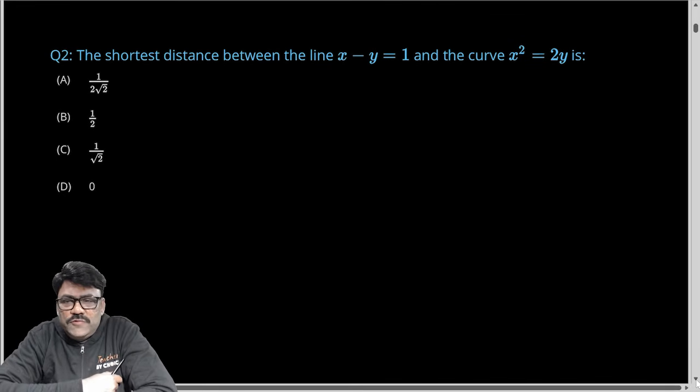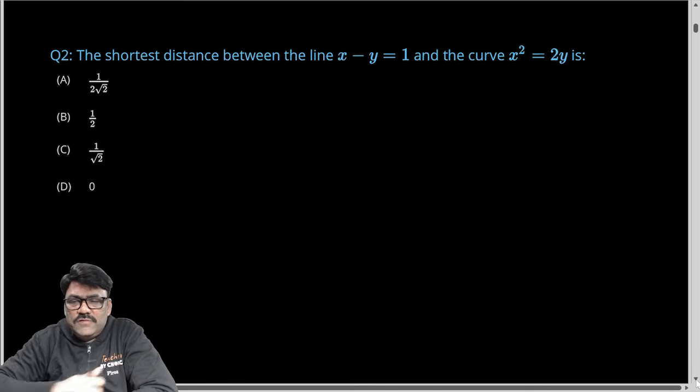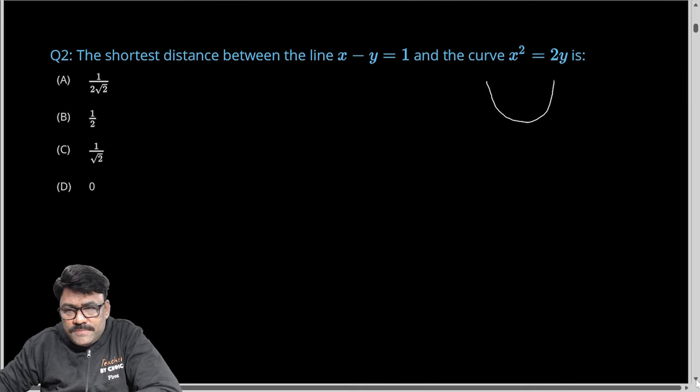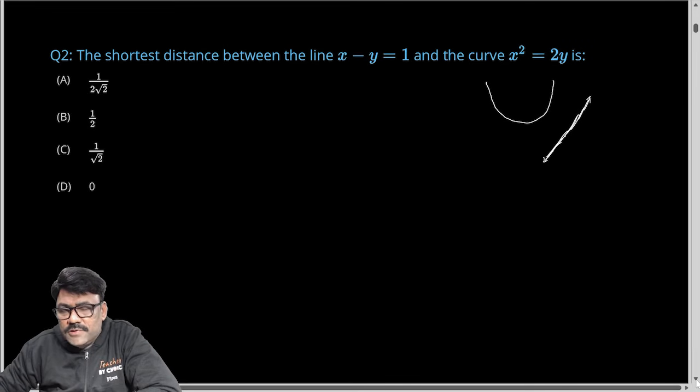See this question. We have to find the shortest distance between the line x minus y is equal to 1 and the curve x square is equal to 2y. So basically this curve x square is equal to 2y is an upward parabola like this. And you have a line here. Let's say this is the line. And you have to find the shortest distance between the line and the parabola.